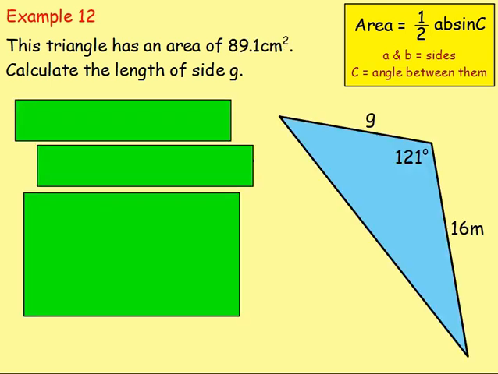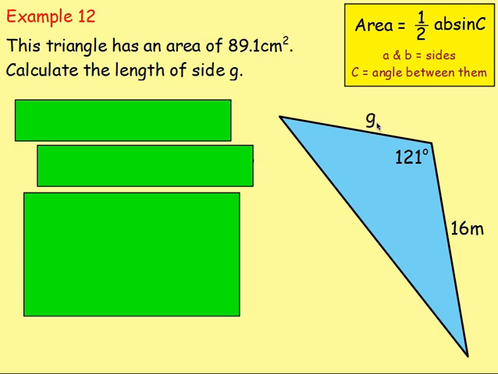And example 12. This triangle has an area of 89.1 squared centimetres. Calculate the length of side G. That looks difficult. How do we do it?